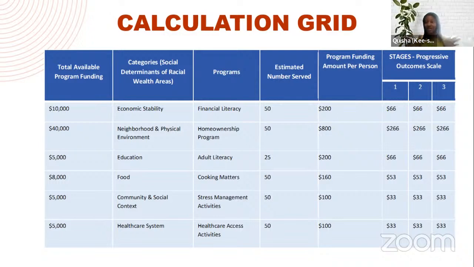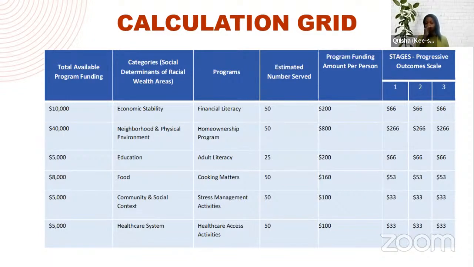Now, go straight across, and you'll see that financial literacy program there. The estimated number of people that we'd like to serve in that program is about 50 people. Now, the program funding amount per person: we took those 50 people and divided 10,000 by 50, and we got $200 per person. Now, when we look over in the stage area, the progressive outcome scale stages, we see stage 1 here, stage 2 here, and stage 3 here.